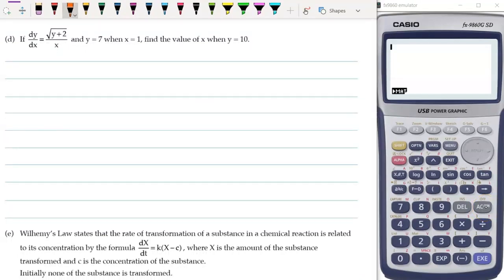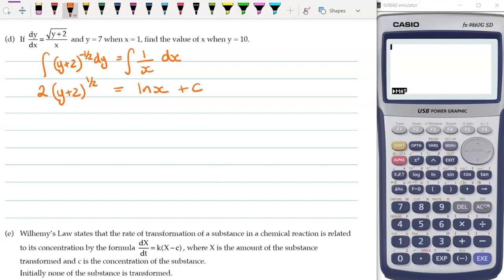For part D, we've got a differential equation to solve by separating variables. Bring the y stuff over to the left, and the x stays where it is, bring the dx over to the right, and now we integrate both sides. Now 1 over square root of y plus 2 is going to be (y plus 2) to the minus half. If we integrate that, we raise the power by 1 to 1 over 2, divide by the new power, and divide by the derivative of the inside, which is 1. 1 over x becomes log x, and then plus c.